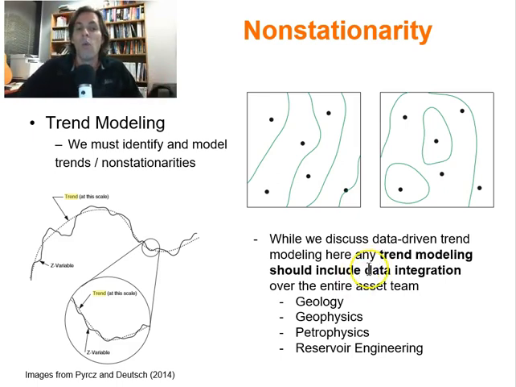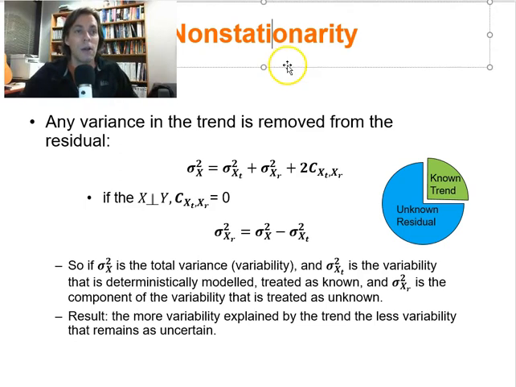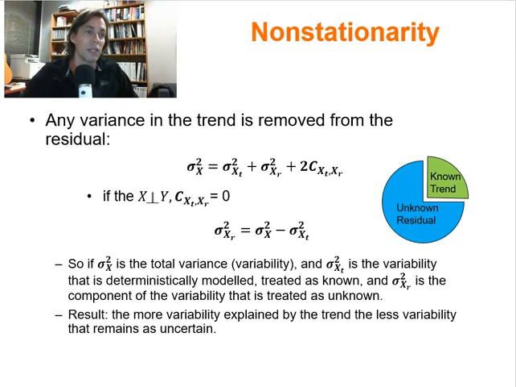So when we're building these trends, we show data-driven because those are methods that are commonly used, but they are used within the constraints of the entire asset team. And so you have the geologists, the physicists, geophysicists, the petrophysicists, the reservoir engineers, and so forth, who are all incorporating and integrating their information together. There's a lot of different science that goes on to formulating these trends. The trend is in fact very important because it has a direct impact on the resulting uncertainty model.